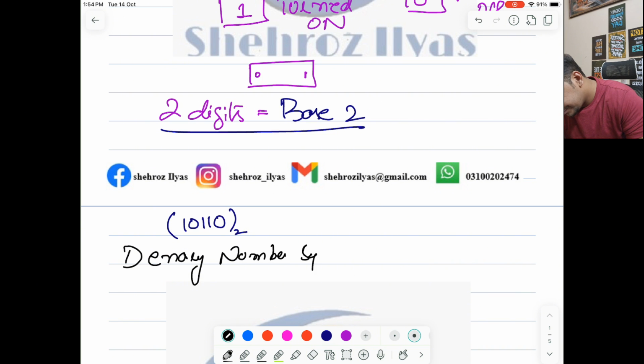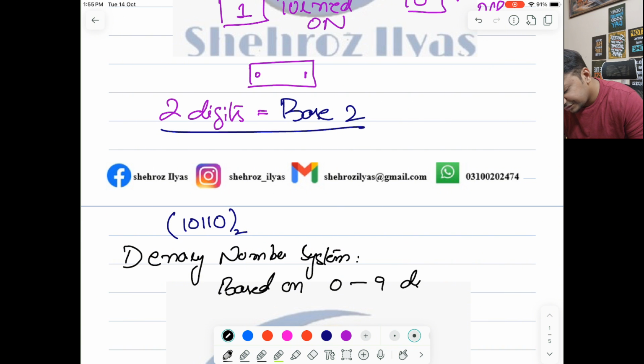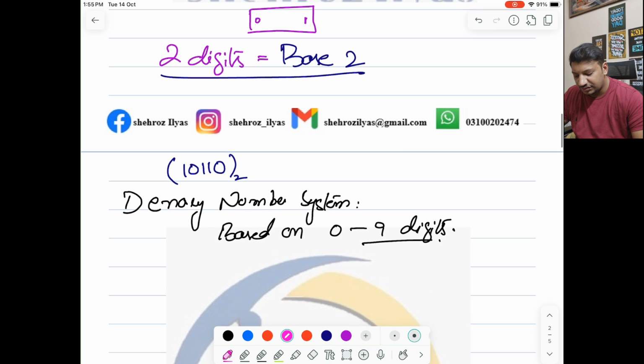the denary number system. This is the system that we understand. These are the numbers that we understand. So the denary number system is based on 0 to 9 digits. So 0 to 9, overall, the total becomes 10. So the base of denary is base 10. So basically it has 10 digits, 0 till 9, right?